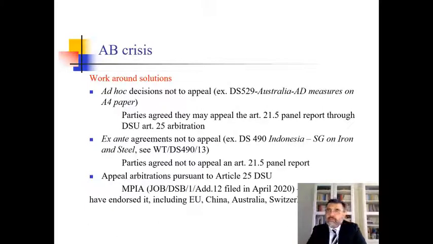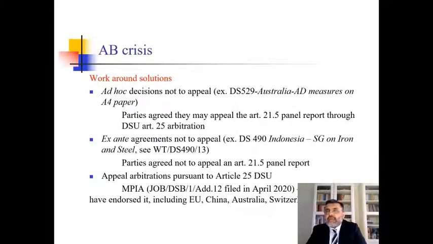This also happened. And I should also note that in one dispute, the US itself, as respondent in the case, decided not to appeal the panel report. So the panel report has been adopted by the DSB.